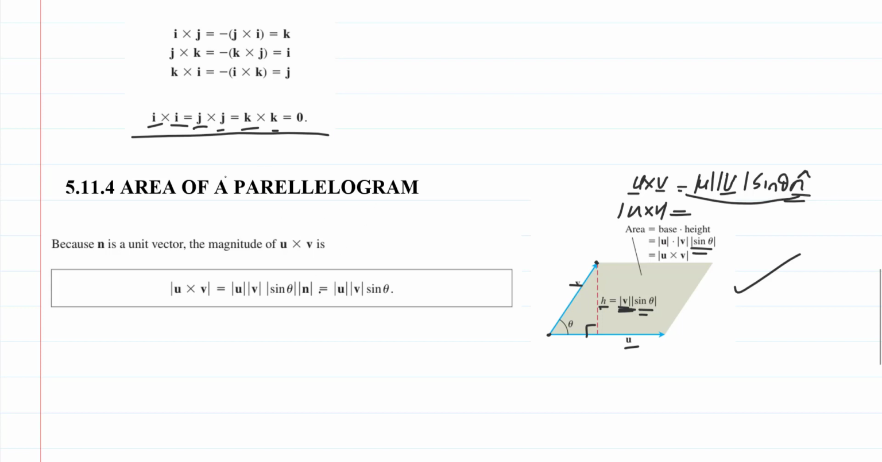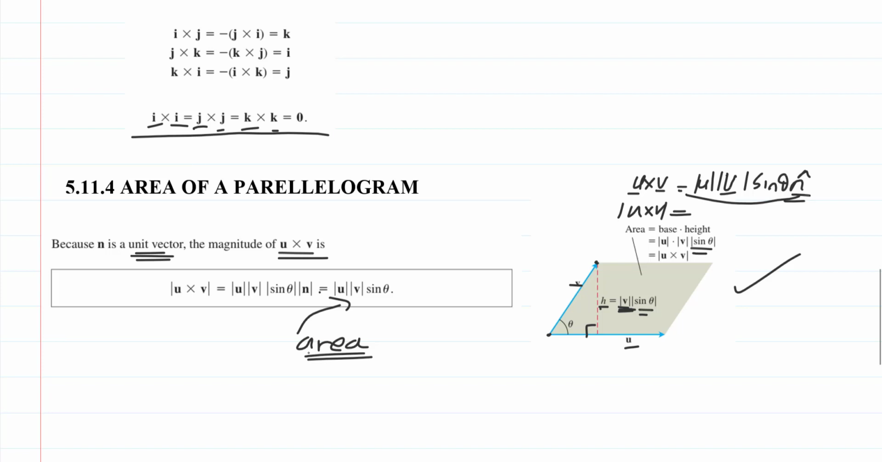So given that our vector n is a unit vector, the magnitude of u cross v gives us the area of the parallelogram. So the area of the parallelogram is just the magnitude of u cross v, and it's given by the magnitude of u multiplied by the magnitude of v multiplied by sine theta. So this is how we get the area of the parallelogram.